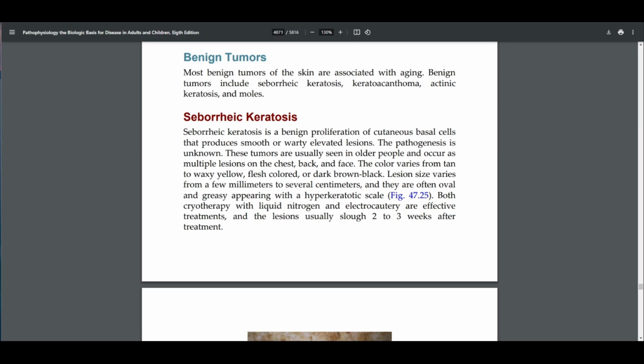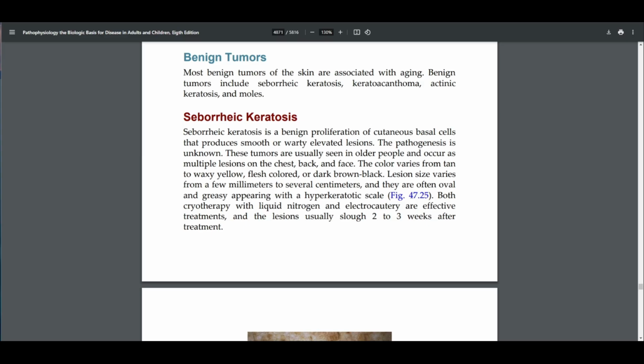That leads us to our benign tumors. Most benign tumors of the skin are associated with aging. Benign tumors include seborrheic keratosis, keratoacanthoma, actinic keratosis, and moles. Seborrheic keratosis is a benign proliferation of cutaneous basal cells that produces smooth or warty elevated lesions.